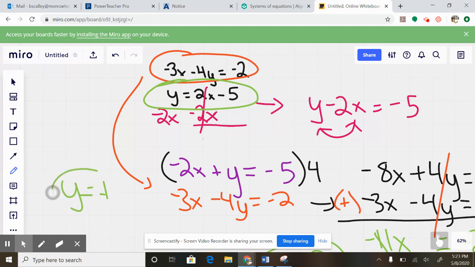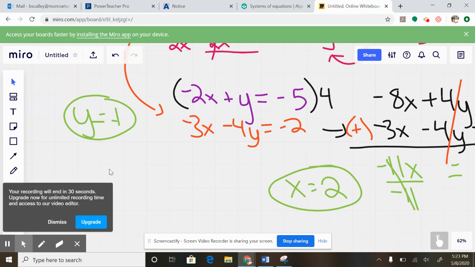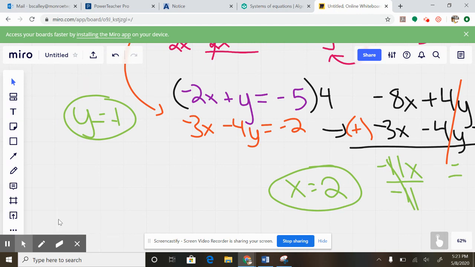And I end up with the same exact result as the last problem. Like I said, you should get the same result. You're just using two different methods. I personally think substitution was a lot easier for this problem, but it doesn't mean I couldn't use elimination.